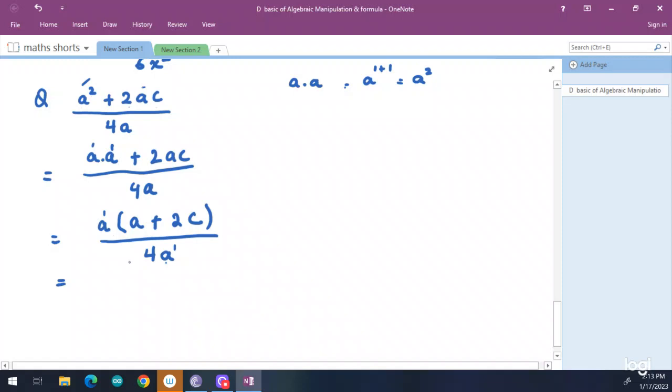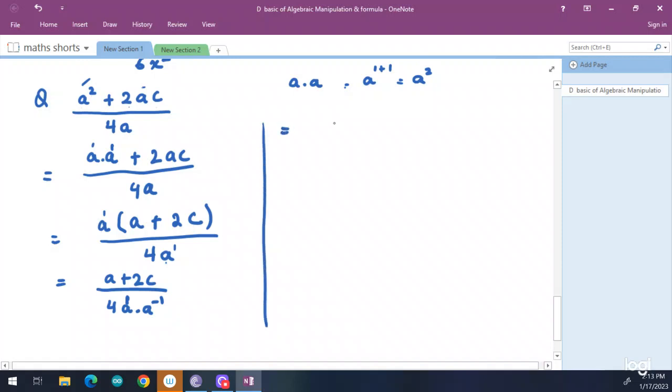So what I am trying to do is take this a towards this a on the denominator, over 4a, this is 1 minus 1.